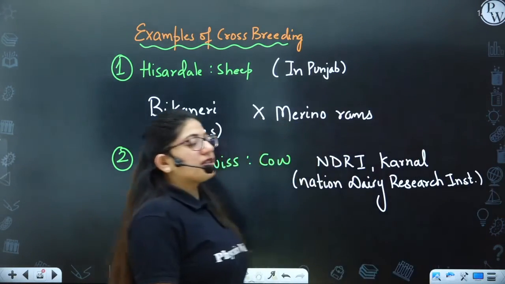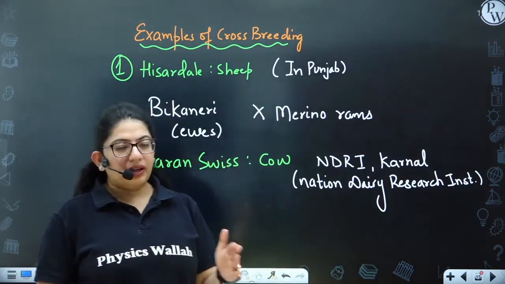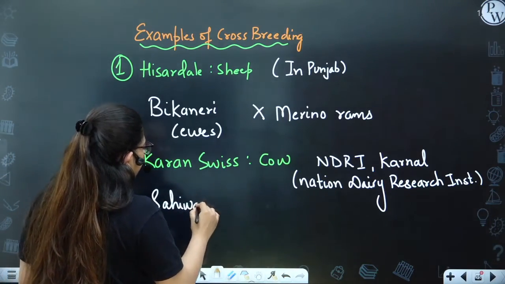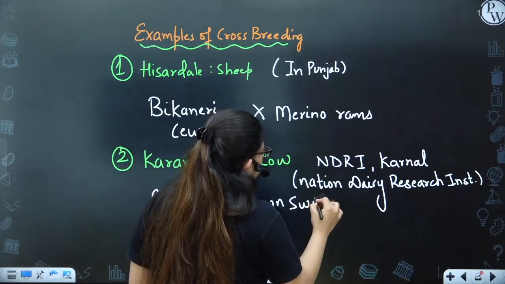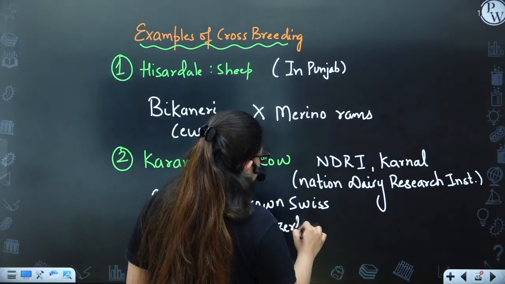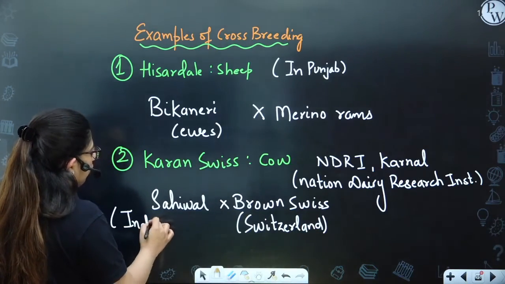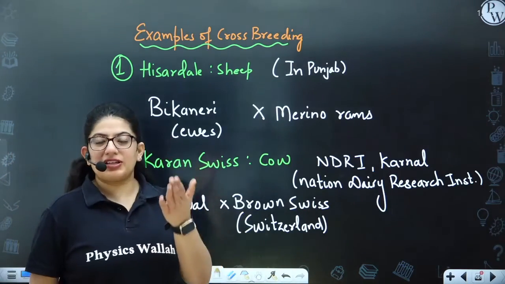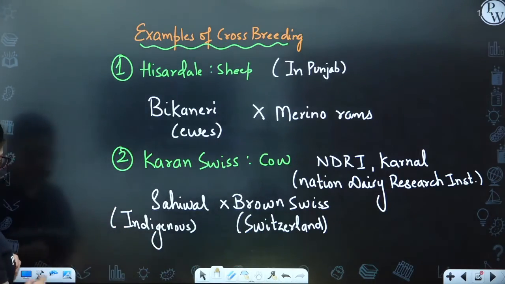Okay. So Karan Swiss, how was it formed? The Karan Swiss is formed by crossing the Indian breed, that is Sahiwal, and Brown Swiss. And Brown Swiss is the exotic breed of cow from Switzerland. So that's the indigenous. Indigenous means that belongs to our country, that is India. And exotic means that's from outside. So it belongs to Switzerland, right? Okay, so this was about the crossbreeding examples.